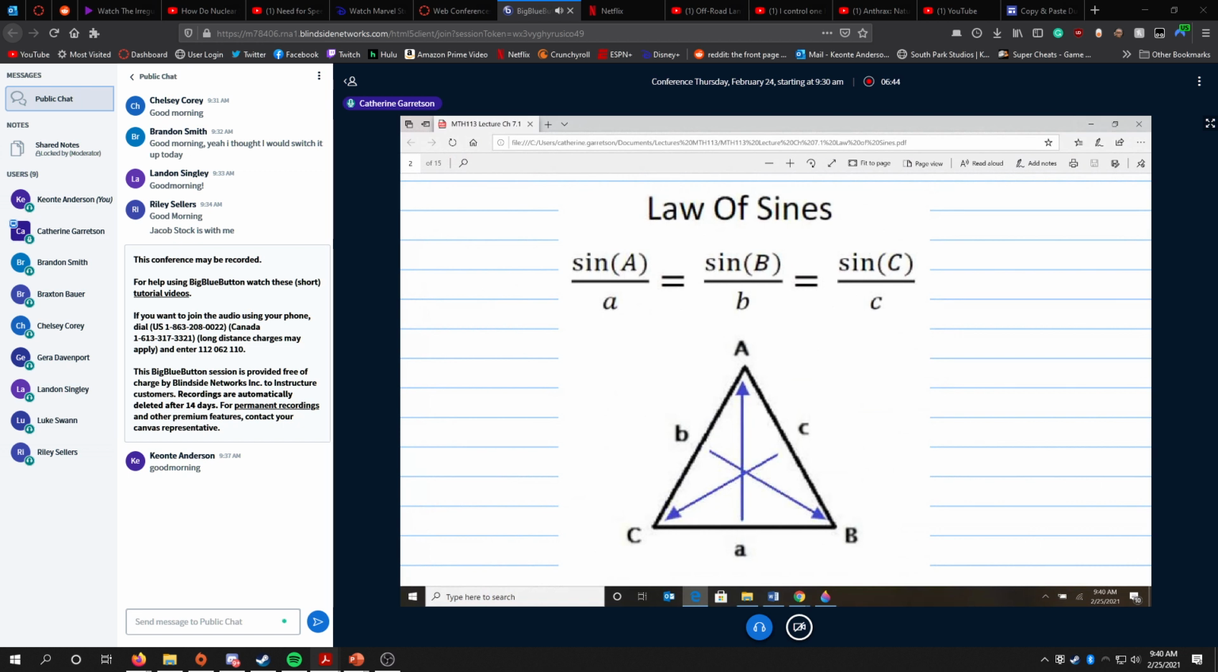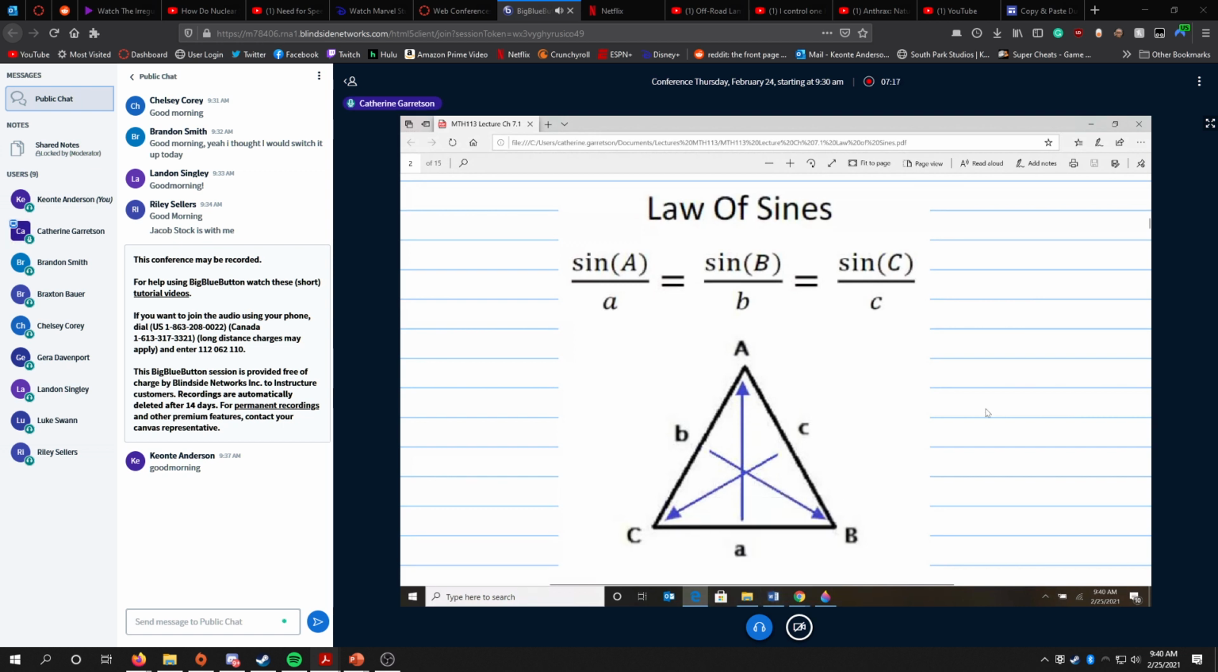And the way they name the triangle is that the angles, all three angles, are notated by capital letters. The sides are notated by lowercase letters. And the side lowercase c is always opposite the angle capital C. And the same is true for B and for A.